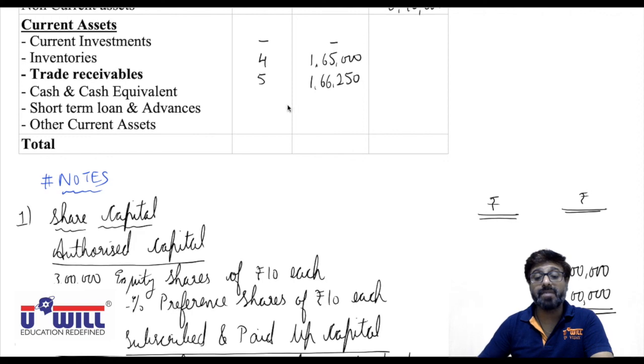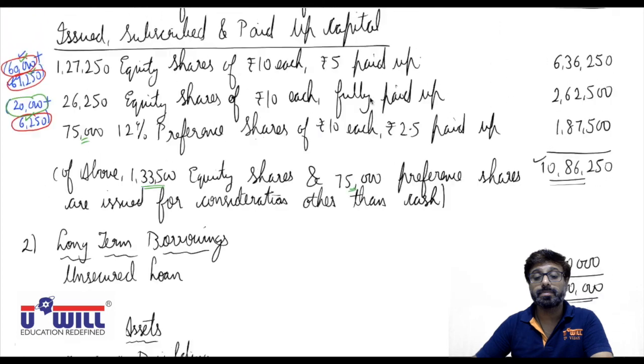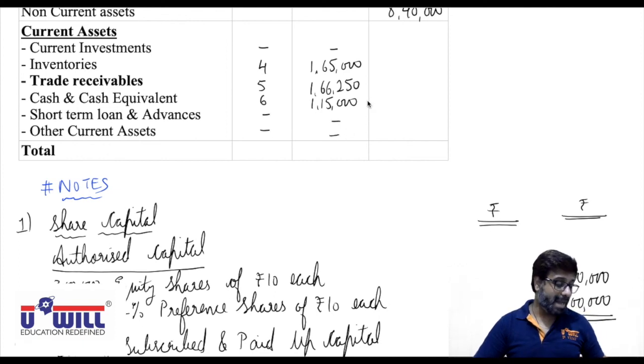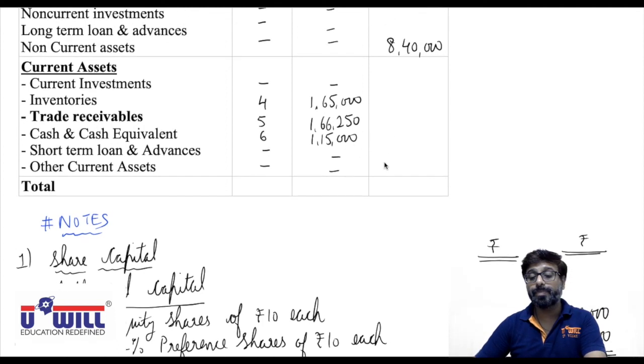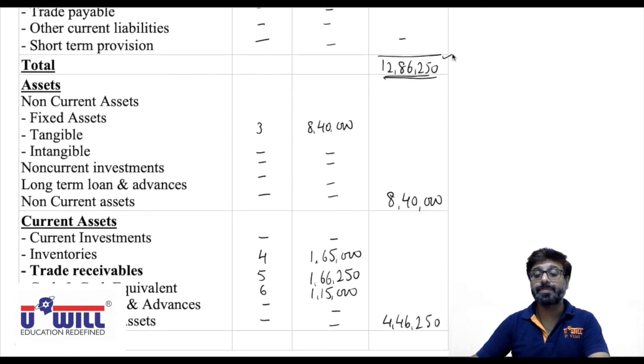Cash and cash equivalents we have in note 6, 1,15,000. Short-term loans and advances and other current assets we don't have. So 1,65,000 plus 166,250 plus 1,15,000, total current assets are 446,250. If we add 8,40,000 to that, then 1,286,250, the balance sheet gets tallied.